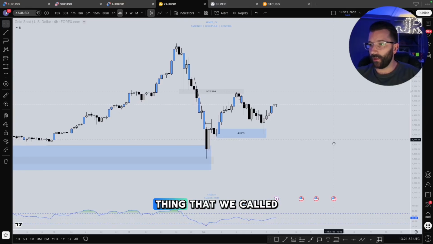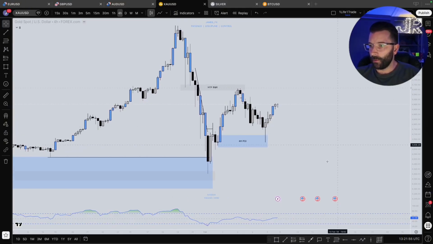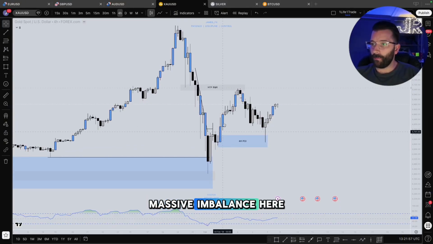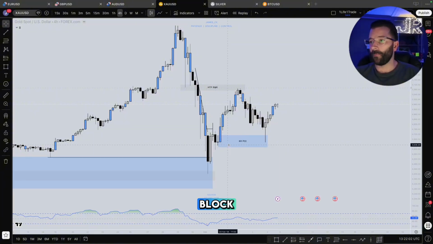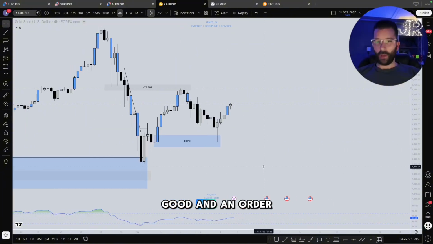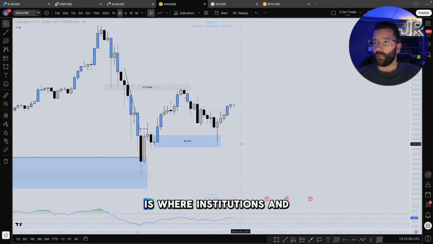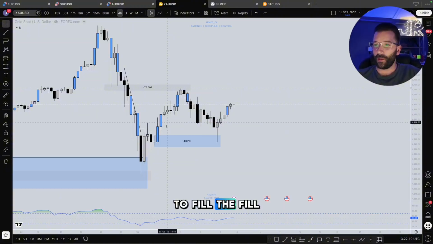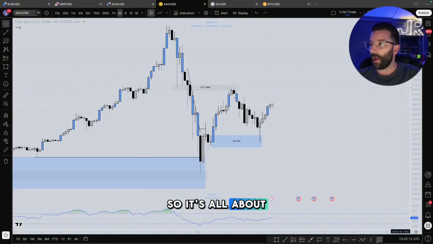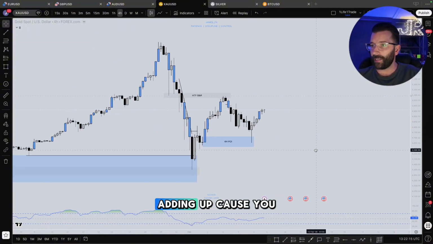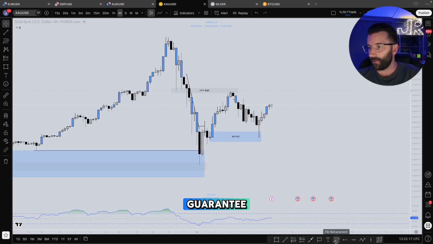So for me, after Monday played out, if you look on the 4 hour, again, this is another thing that we called: massive imbalance here, and it has a brilliant 4 hour order block. An order block is where institutions bring it back down to fill the imbalance. So it's all about all these little confirmations adding up.